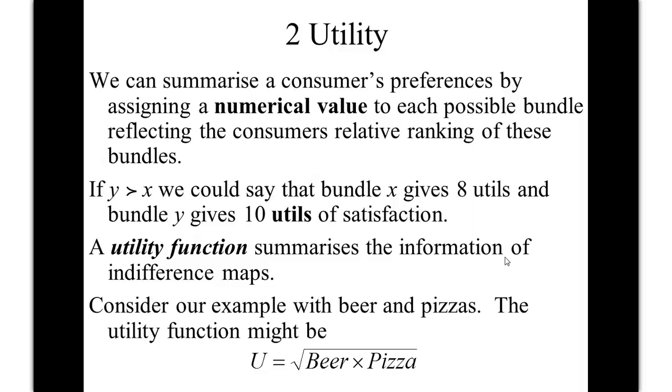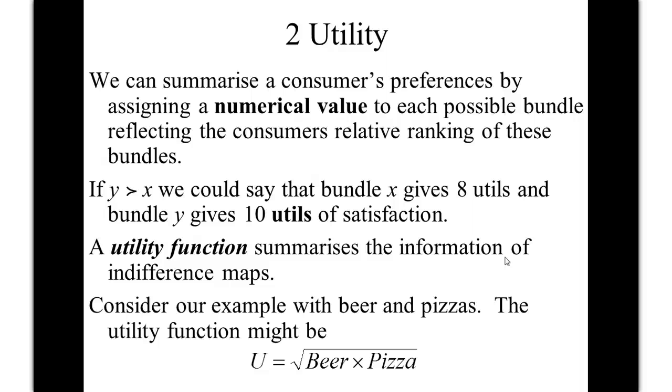We can, in a sense, look at these relative rankings using numerical values. So if bundles of goods are all along the same indifference curve, just give them all the same numerical value: a level of 10 when looking at utility, a level of 20 when looking at utility. And then when it comes to reducing or increasing preferences, have certain bundles of goods at higher numbers and certain bundles of goods at lower numbers. So if y is preferred to x, we could say that bundle x gives 8 utils of satisfaction and bundle y gives 10 utils of satisfaction.